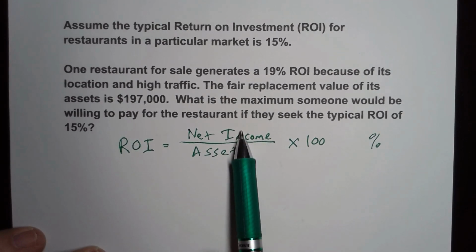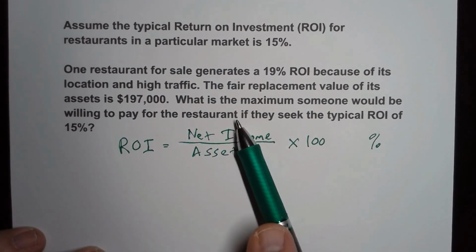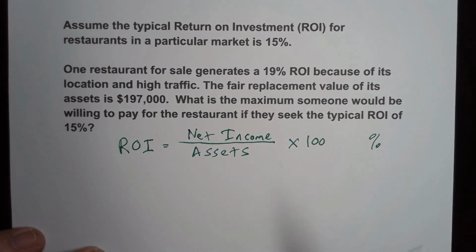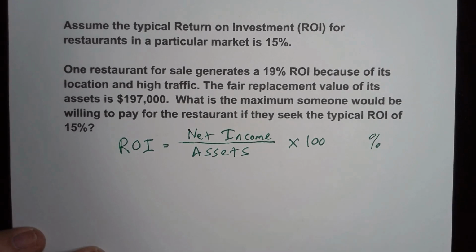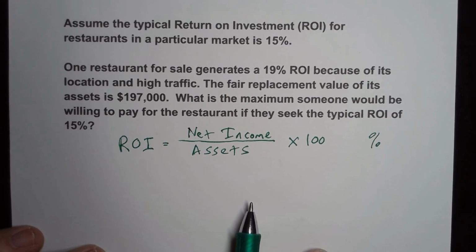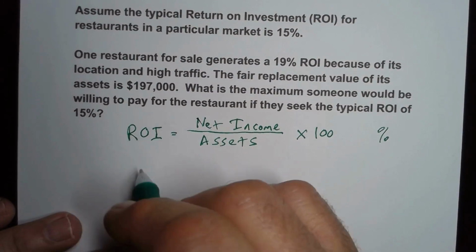Do we know net income? Nowhere in our example are we told net income. Does that mean everything comes to a halt? Of course not. We're going to figure out what net income is first, and then we're going to use that to figure out how high we're willing to go to pay for this restaurant. Let's go ahead and fill in what we know.